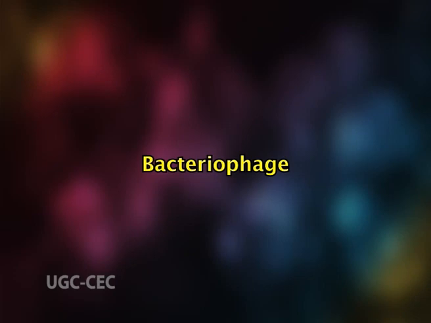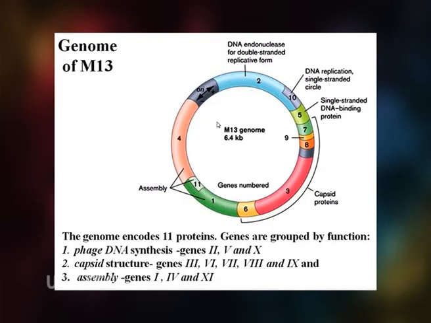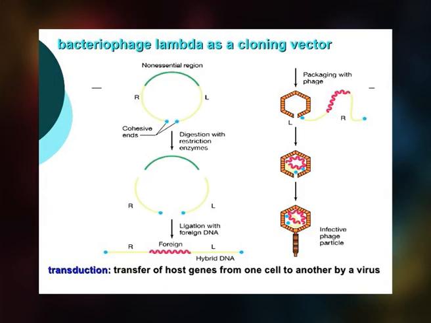Now the bacteriophage. Viruses infecting bacteria are called bacteriophage. Bacteriophages are capable of cloning large pieces of DNA. Most commonly used bacteriophages are lambda phage and M13. Now the lambda phage. Lambda bacteriophages are the most important and widely used vectors, having a linear genome. Its genome consists of single linear double-stranded DNA of about 48 kilobase pair.